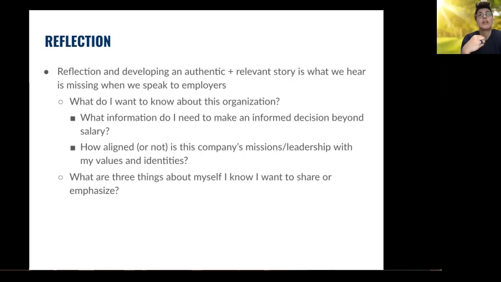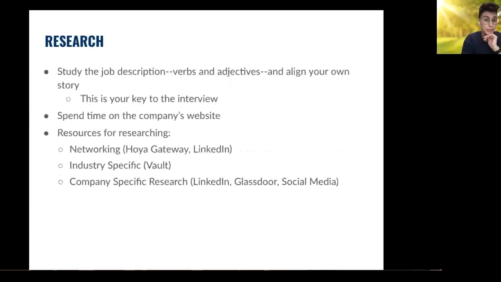So that could be pieces of your personality. It could be an experience that you've had that's particularly relevant. I really like this question to frame my entire interview. And that's also going to help frame my answer to the tell me about yourself question, which we'll get to later. So these are good things to think about as you're preparing for an interview. You're ultimately trying to figure out alignment. So you might also want to take a look at that job description, which is where we get into research.